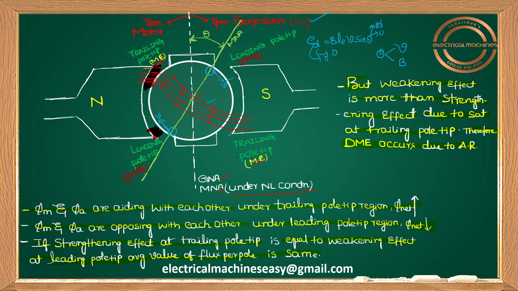The brushes are here, so what will they do now? They'll shift the brushes along the MNA in this manner, like this. If we shift brushes along the MNA, then we can reduce the cross magnetizing effect, we can reduce the sparking at the brushes, we can improve commutation, all those things. How we are doing all those things, we'll see clearly. Just wait for some time.